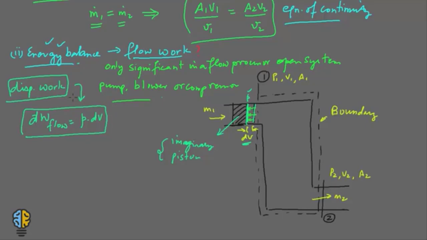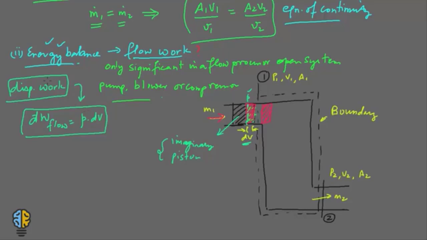Now this is analogous to displacement work. Now what is this dV? I just told you it is an imaginary small volume element of the fluid, and this is about to enter the system. So when the fluid pushes it from this side, this much volume of the fluid would enter the system.